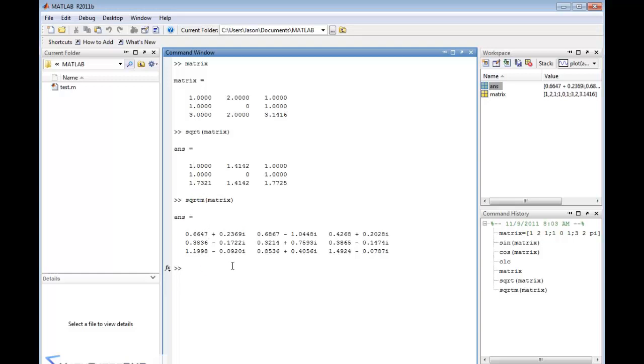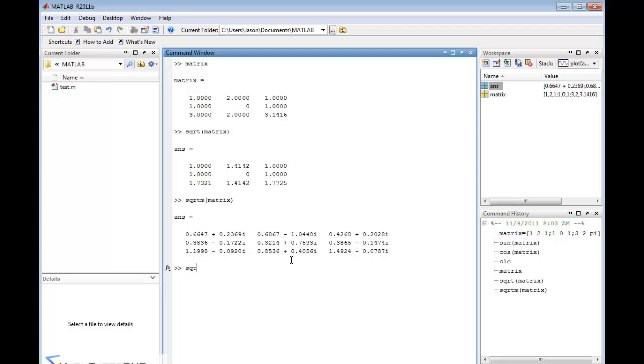Now let me show you real quick. The square root of any number, like the square root of 25, is 5, right? Then if you take 5 times 5, you should get the original number back. Because the square root of 25 is 5, so 5 times 5 should give you the original number, 25, back.